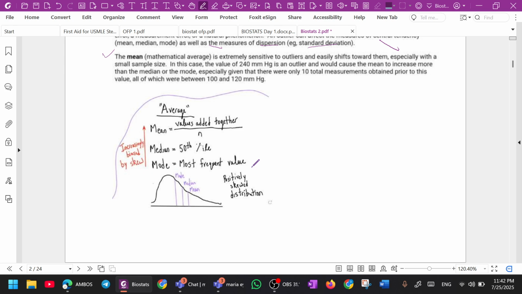Okay, the average, the mean, is the values added together divided by n. Median is the 50th percentile, and the mode is the most frequent value. Okay, mean, median, mode.